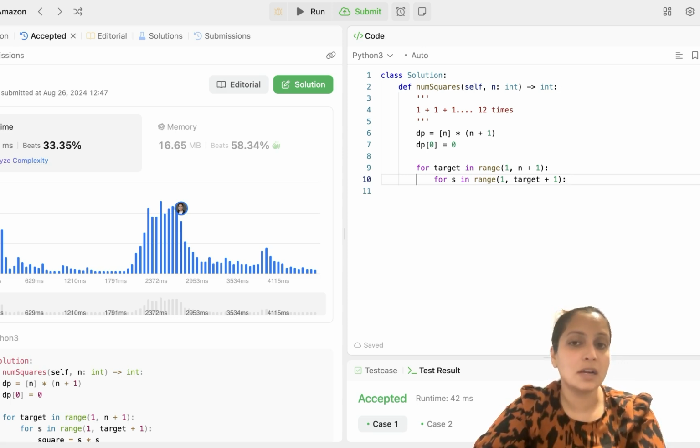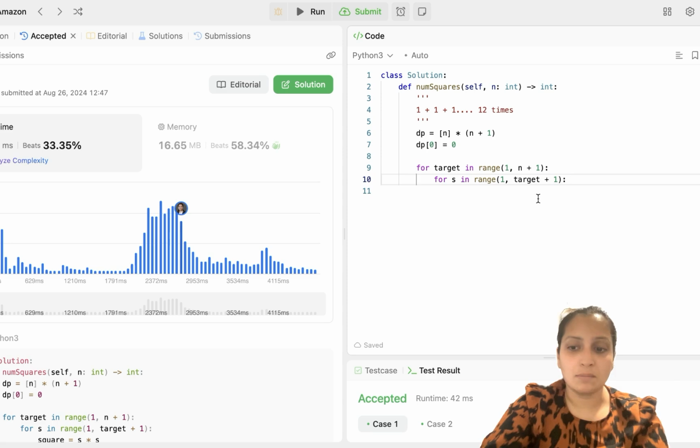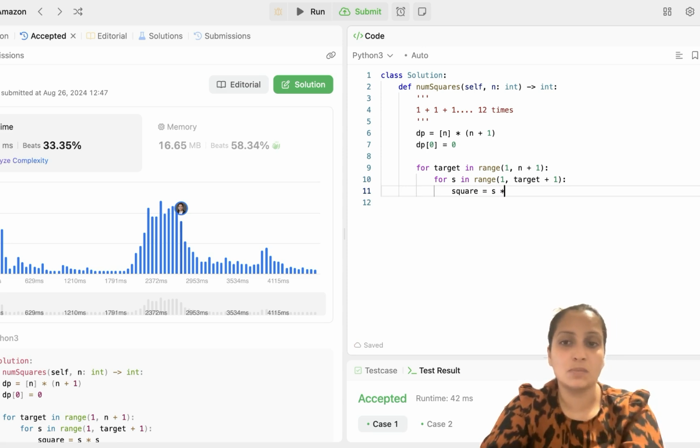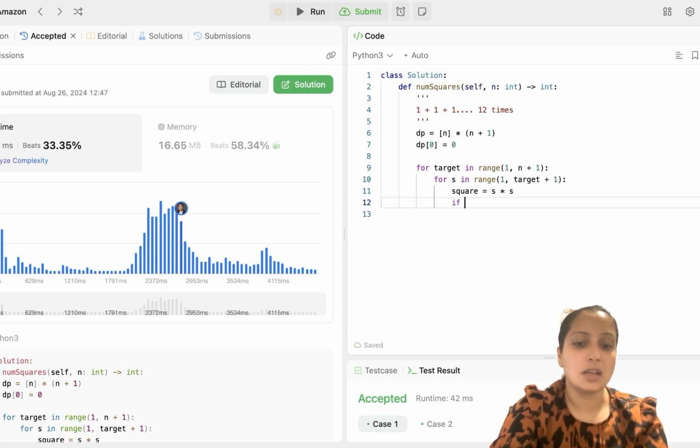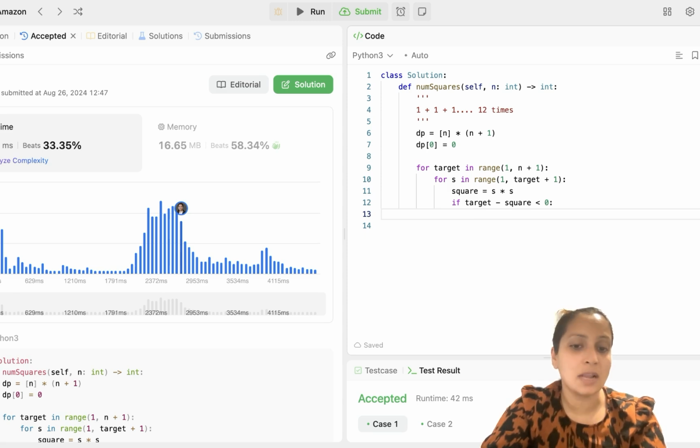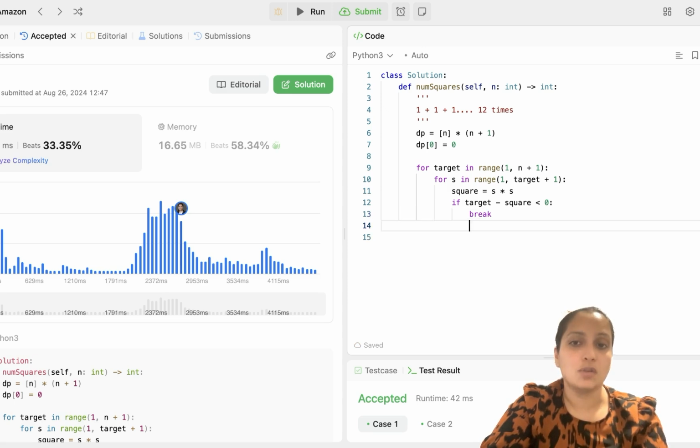It will calculate squares starting from 1, and then 2, and then 3, and then take those squares and check if my target minus square is greater than 0 or less than 0, like if the solution with that particular square value is possible or not. So I first compute my square here and then I check if target minus square is less than 0. In case it is less than 0, then that square cannot be a part of your solution. That perfect square is outside your range, so you break.